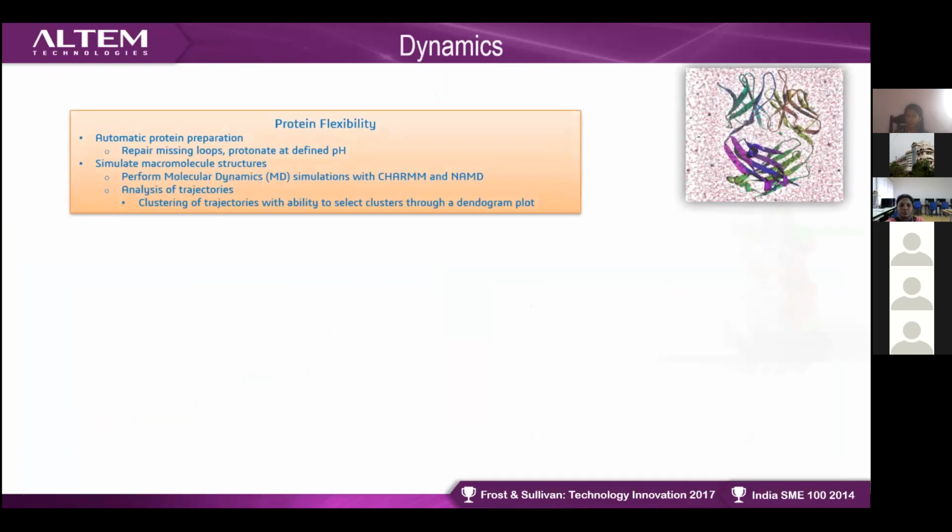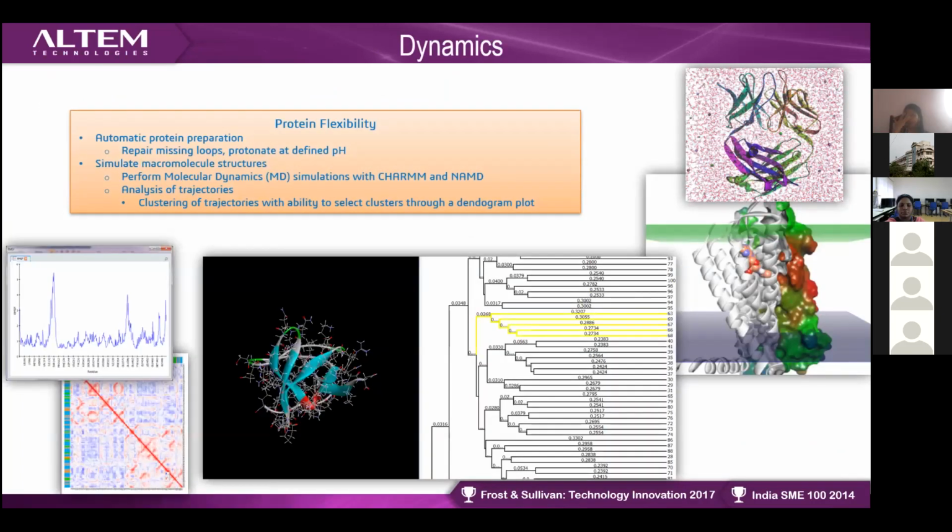Coming to dynamics and protein flexibility, based on the automatic protein preparation, you can repair the missing loops present in the protein structure, you can protonate at your defined pH, and you can simulate your macromolecule structure. Once you have done that, you can perform molecular dynamics simulation with the CHARMM as well as NAMD algorithm. After that, you can analyze your structure through clustering of trajectory analysis, as well as through your Ramachandran plot. For example, you can conclude through RMSF and heat plot, and with the energies. Apart from that, you can conclude with the histogram.